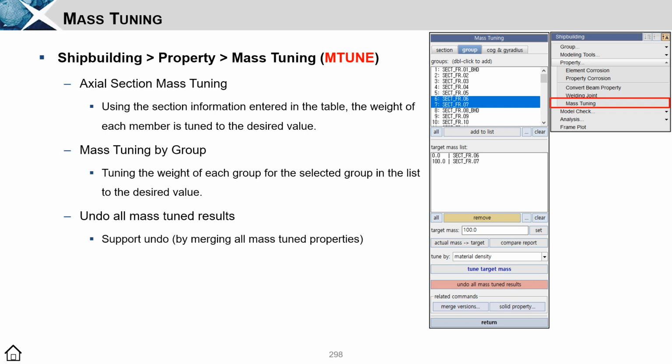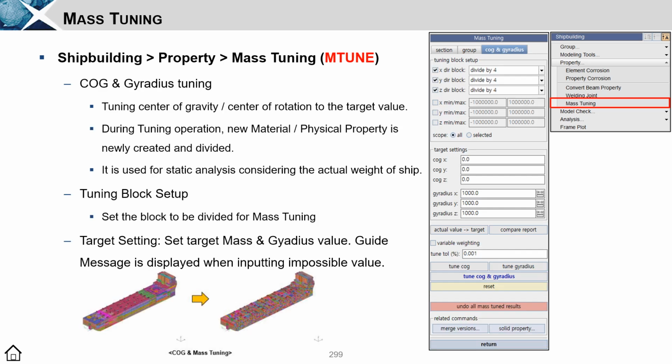The Mass tuning by group command tunes each group's mass for the group selected in the list. Undo all mistuned results returns all mass tuning tasks to their original state. The COG and G-radius commands allow you to tune the center of gravity and rotation of the model to the desired values.